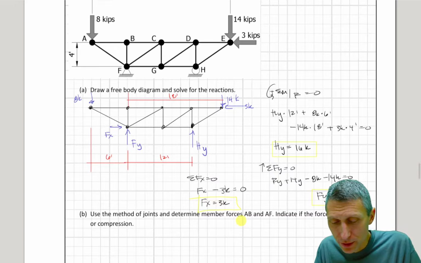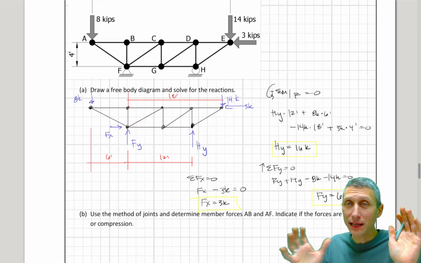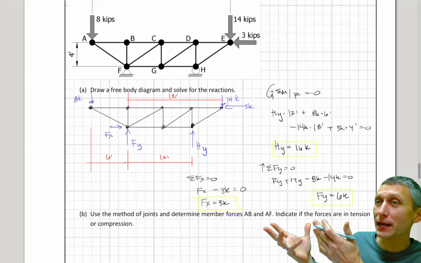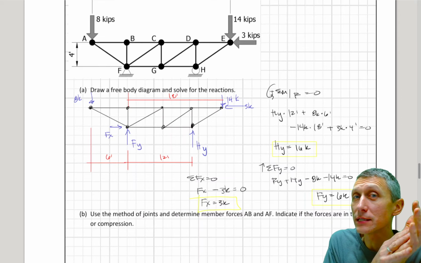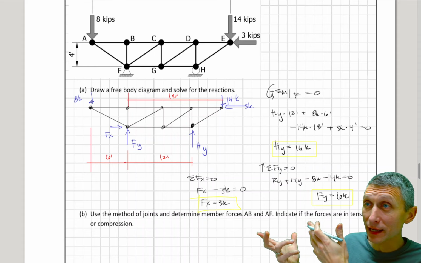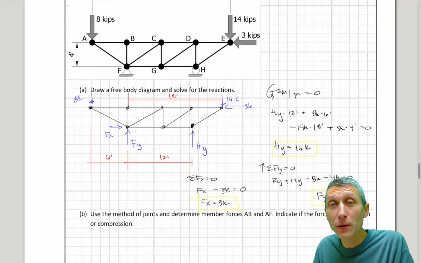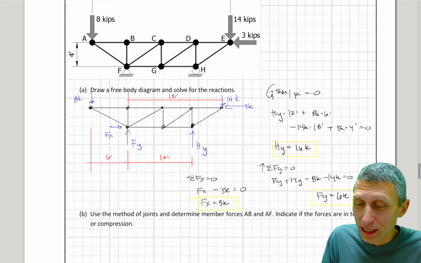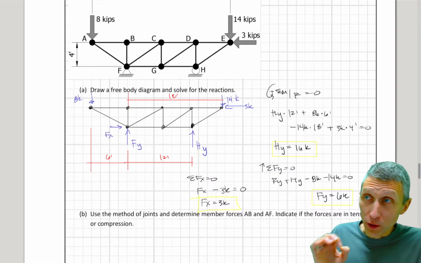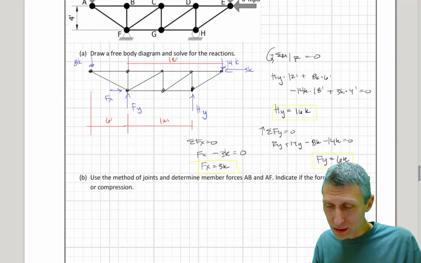But what I want to do is solve for forces AB and AF. Now, honestly, on the final, I'd probably just leave the reactions off. Why am I saying that? Because I can give you a cantilever truss, a truss even like this one. To solve for AB and AF, guess what? We didn't actually have to solve for reactions. This is just good practice. Okay. You might say, well, why not?